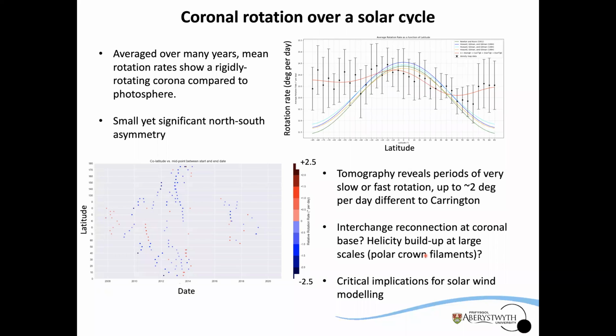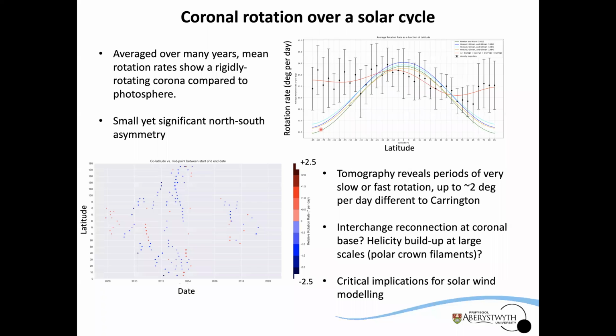And indeed, when we measure the gradients and the rotation rates of all these drifting streamers, and average the rotation rates we get over many years, we get a result similar to previous studies, which shows a rigidly rotating corona. So this plot is showing latitude on the x-axis and the rotation rate in degrees per day on the y-axis. And the red line is the average we get over all years for tomography.